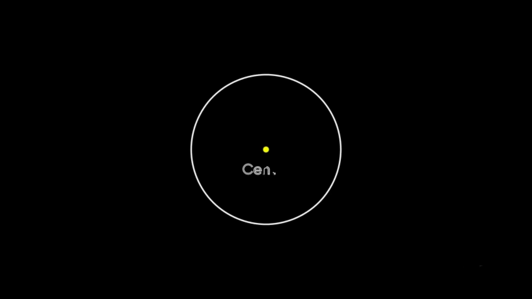You might notice that every point on this circle appears to be the same distance from the middle, which is exactly what defines a circle. This yellow dot represents the center of our circle. What makes a circle special is that every single point along its edge is exactly the same distance from this center point. This equal distance property is what gives circles their perfect roundness.